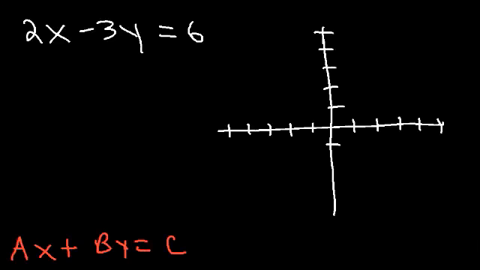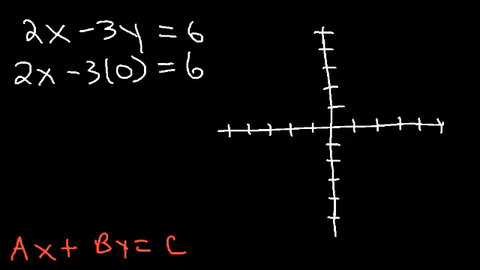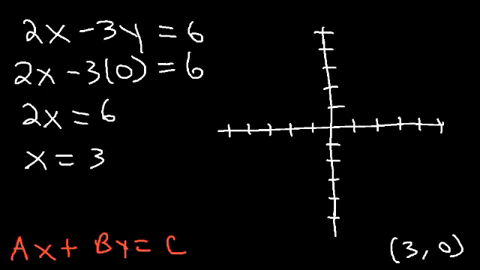What we need to do for this example is find the x and the y intercepts. Let's find the x-intercept. To find the x-intercept, replace y with 0 and solve for x. 3 times 0 is 0. So 2x is equal to 6. If you divide both sides by 2, x is equal to 3. Therefore, the x-intercept is (3, 0).